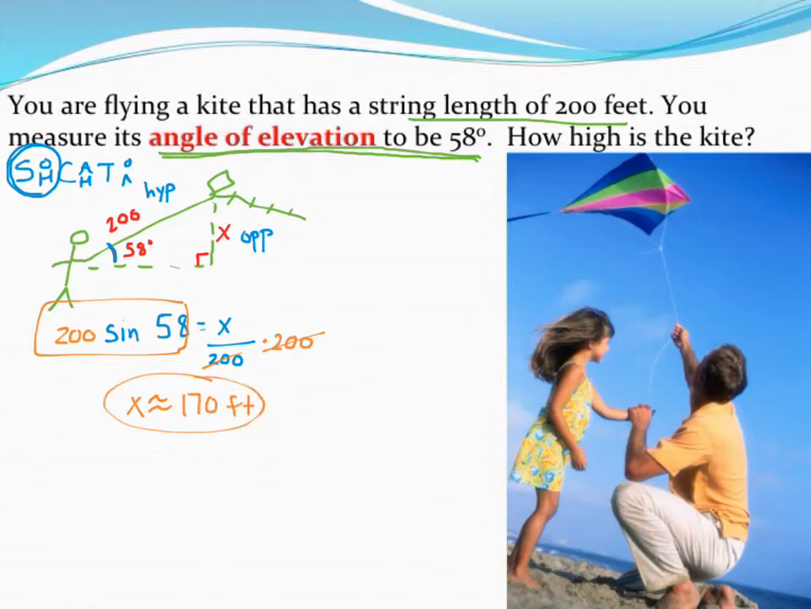I guess that it's a little bit higher than that, since the kite wasn't technically right on the ground since we're standing down here. We could add that on if we want to, but in this case we'll say close enough. The kite's 170 feet in the air.